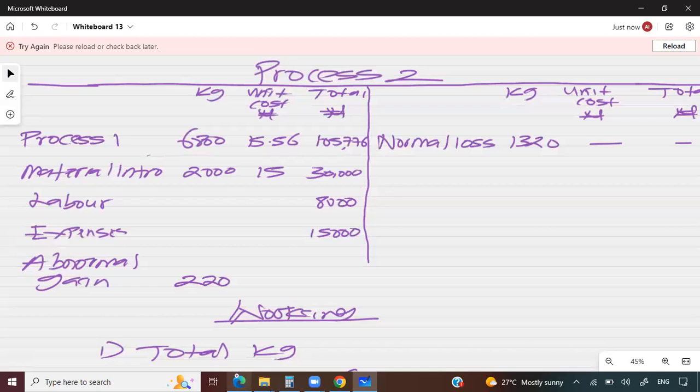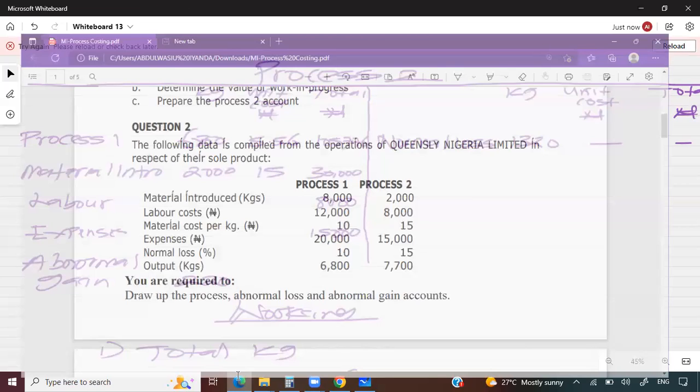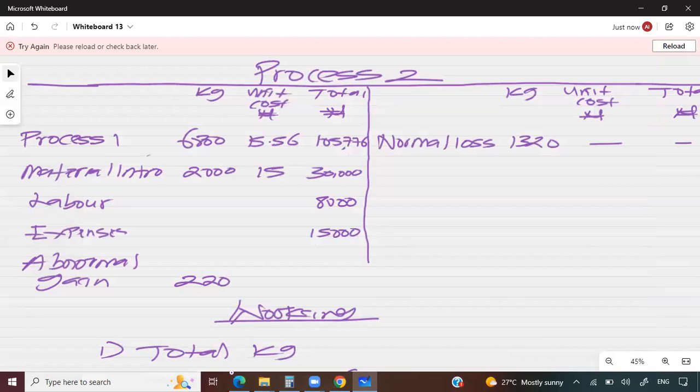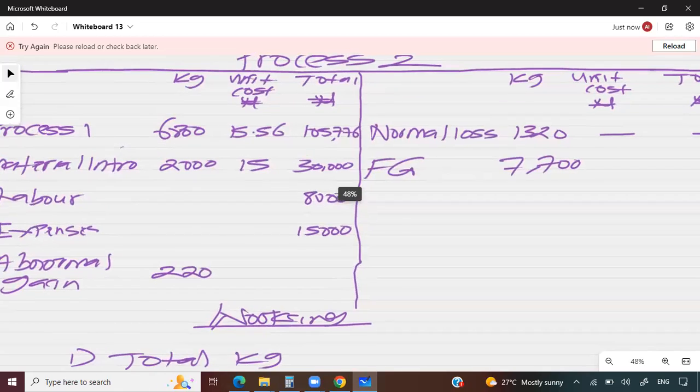Since there is no other process again, whatever we have now is our finished goods. So I'll just write finished goods here. Our finished goods now is 7,700, since there is no other process again. So let's now do the summation.